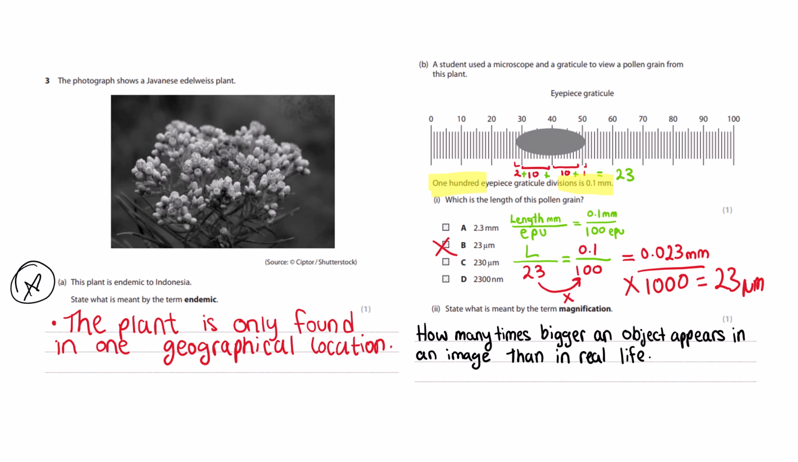A student used a microscope and a graticule to view a pollen grain from this plant. Over here we have our eyepiece unit, and we have our eyepiece units over here. When you zoom in, or you have the physical paper, you can count each part. However, from 30 to 40 it's 10, from 40 to 50 is also 10, therefore it's 20, and then we have 2 on one side and 1 on the other side, so our total eyepiece units is 23.